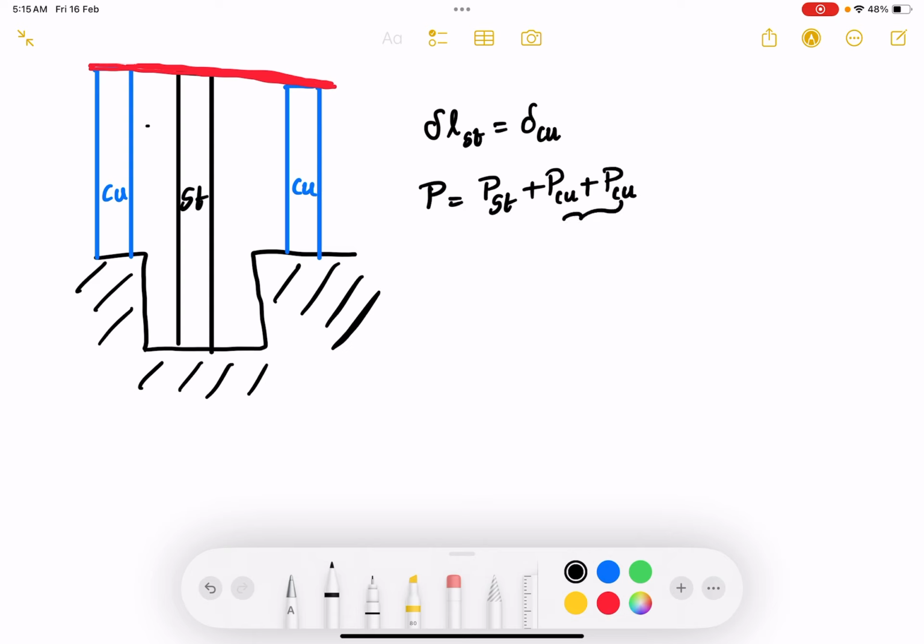If these two are equal, you can just multiply this by two. Or you can alternatively think in terms of area. You can just multiply the area two times and treat that as a single copper bar. You can still solve the problem. It will work perfectly fine.